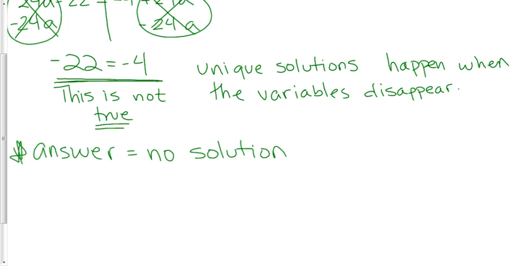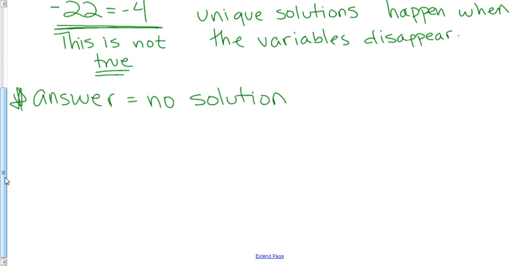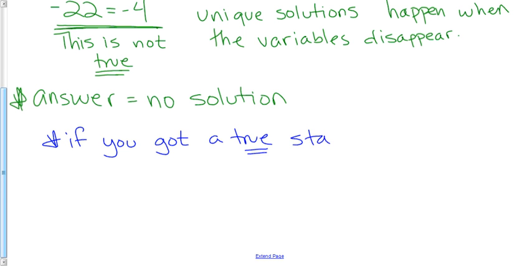If you got something that was true, okay? So if the variables disappeared and you got something that was true, your answer would be many solutions.